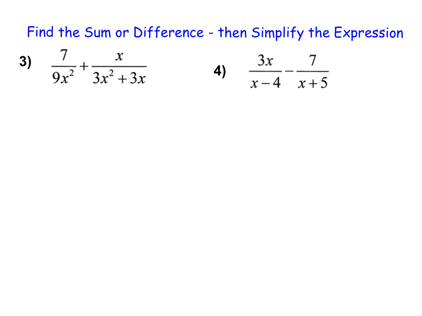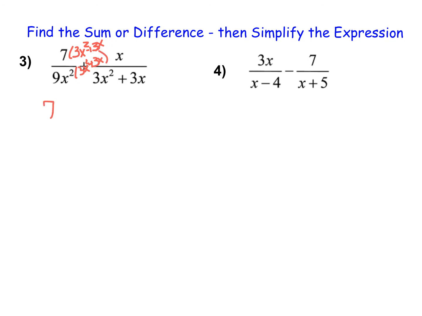So here we'll notice that our first denominator is 9x squared, and our second denominator is 3x squared plus 3x. So what we're going to do is take that first fraction and multiply it by the denominator of the second. Now I strongly suggest using parentheses to ensure you don't make an error. So we're going to multiply the first numerator by 3x squared plus 3x, and the denominator by the same thing.